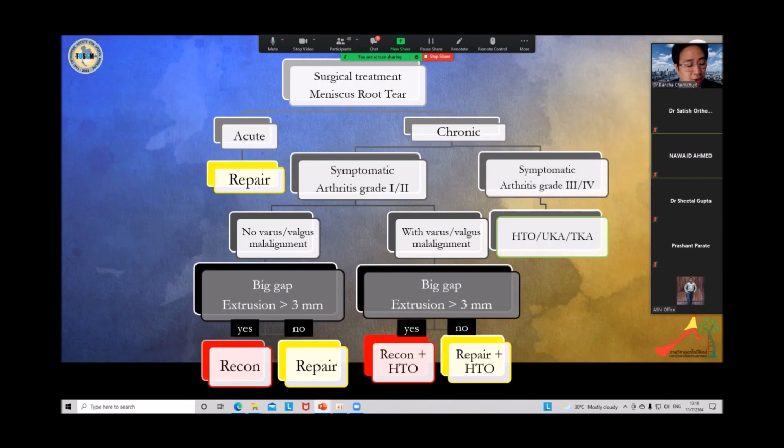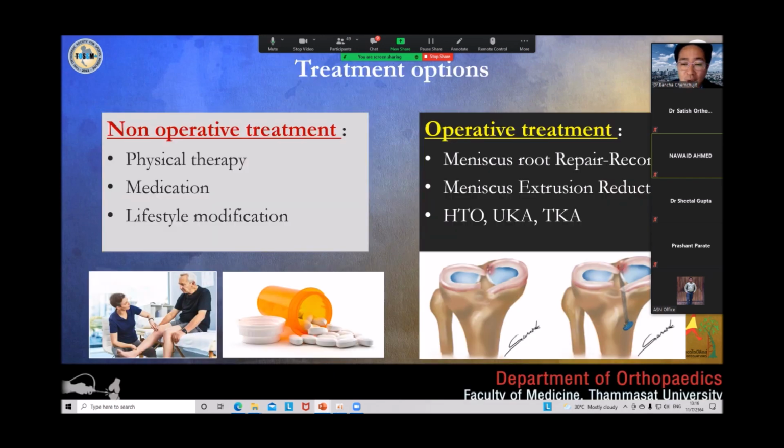And this is the algorithm for the meniscus root tear. Try to repair the acute root tear as soon as possible, before arthritic change. If you wait too long, it's too late to repair, and repairing alone may not work. You need additional surgery like axis correction, HTO, extrusion reduction, or root reconstruction. So repair it as soon as possible.